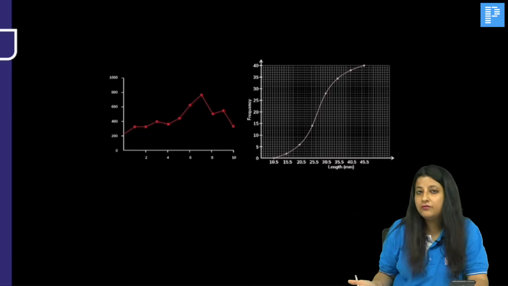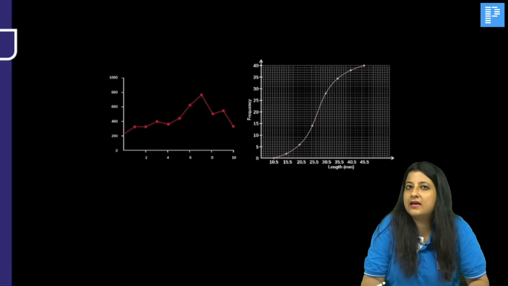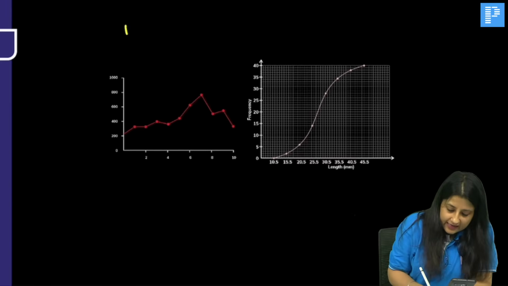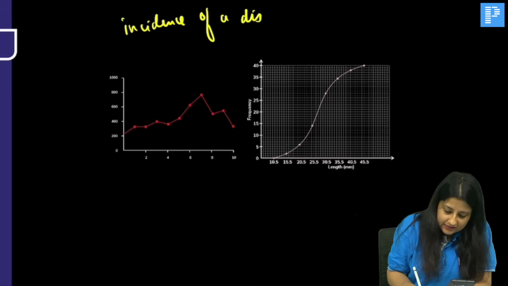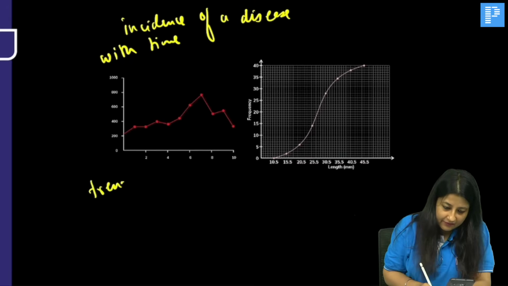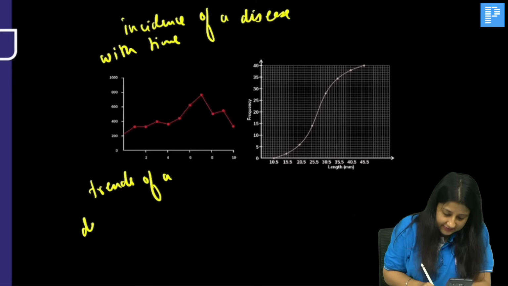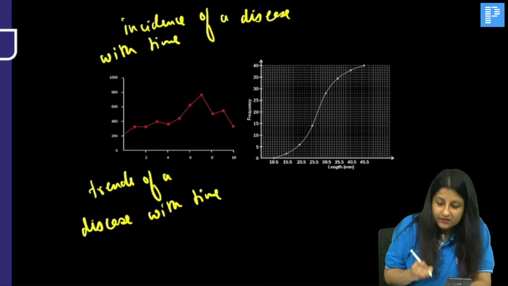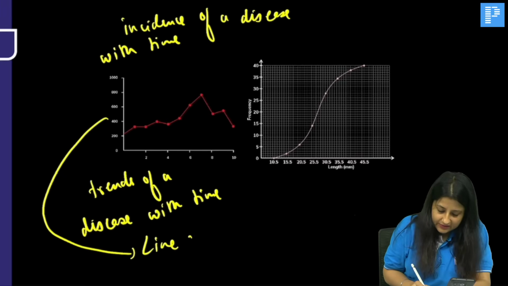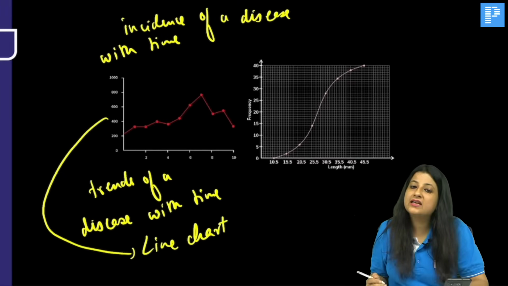So, the next one over here, in exam में question आया, incidence of a disease with time, which graph will you be using? Or they gave you a question, trends of a disease with time. ठीक है? Incidence of a disease with time, trends of disease with time. So, what is the graph that we are going to use? This particular graph. What is this? This is a line chart, or you could say a line graph.